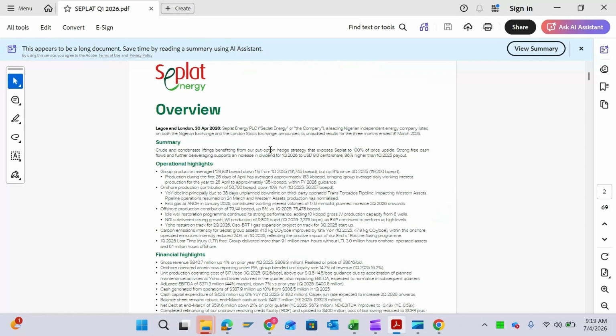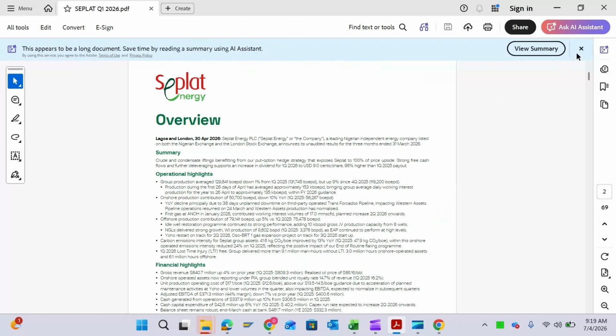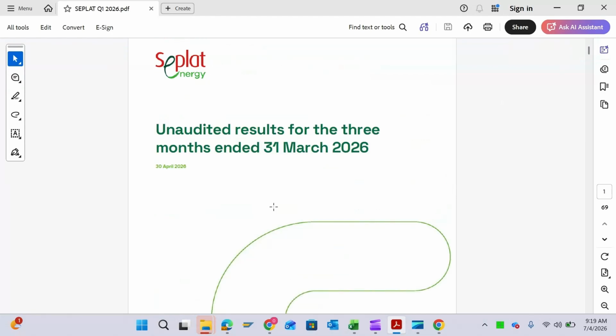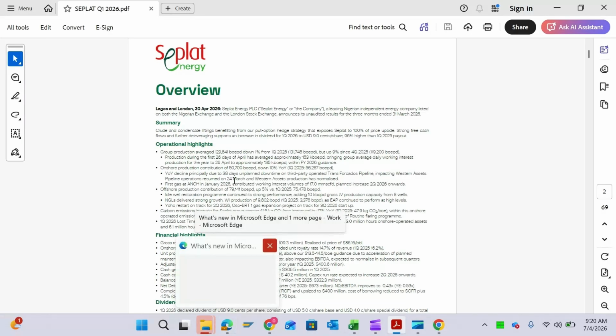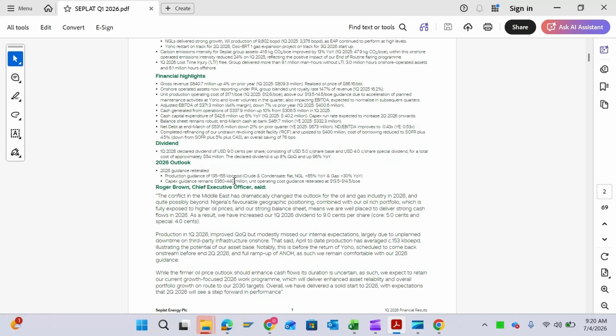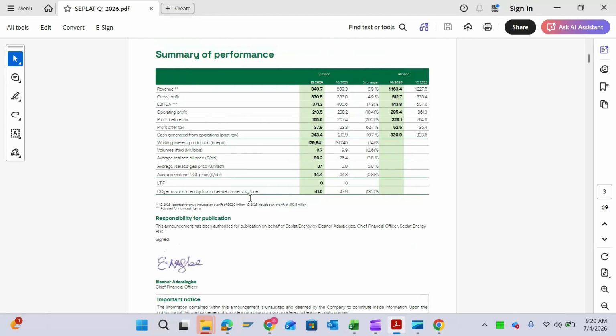So we have this. This is the Seplat financial statement for Q1 2026. As you know, for the financial statement, there are three key statements. There are more, but there are three key: the statement of profit or loss, the balance sheet, and the statement of cash flow. So first of all, you need to know how to get this data that is in PDF form into your Excel, because most of what you'll be doing will be on Microsoft Excel.